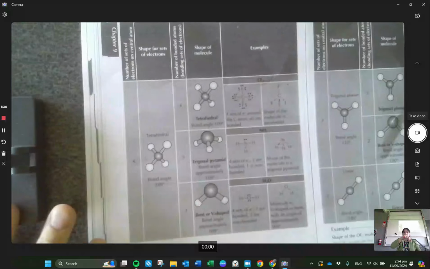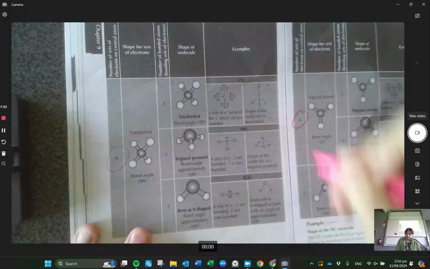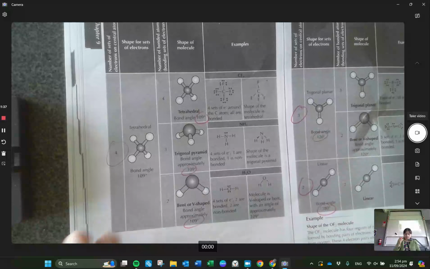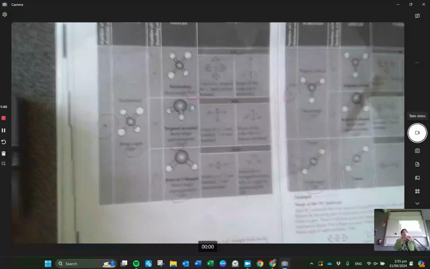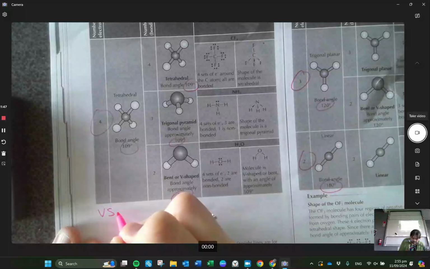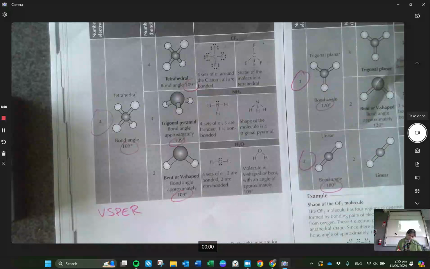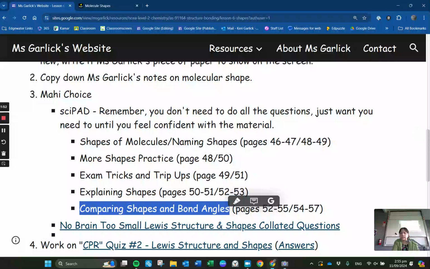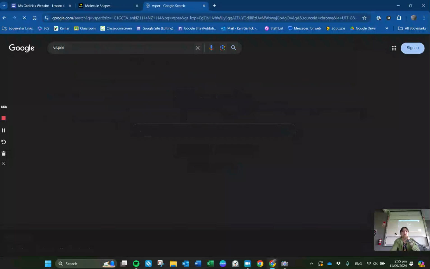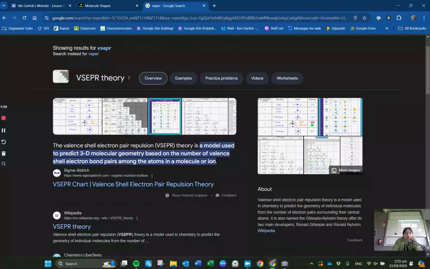So when we are talking about these things here, the 4, the 3, the 2, and all the bond angles that are occurring, we are thinking about how these shapes or these bond angles are arising because of VSEPR. I can't remember what that acronym actually stands for. Let's see. I've always just referred to it as VSEPR. There we go. Valence shell electron pair repulsion theory. That's what that stands for.